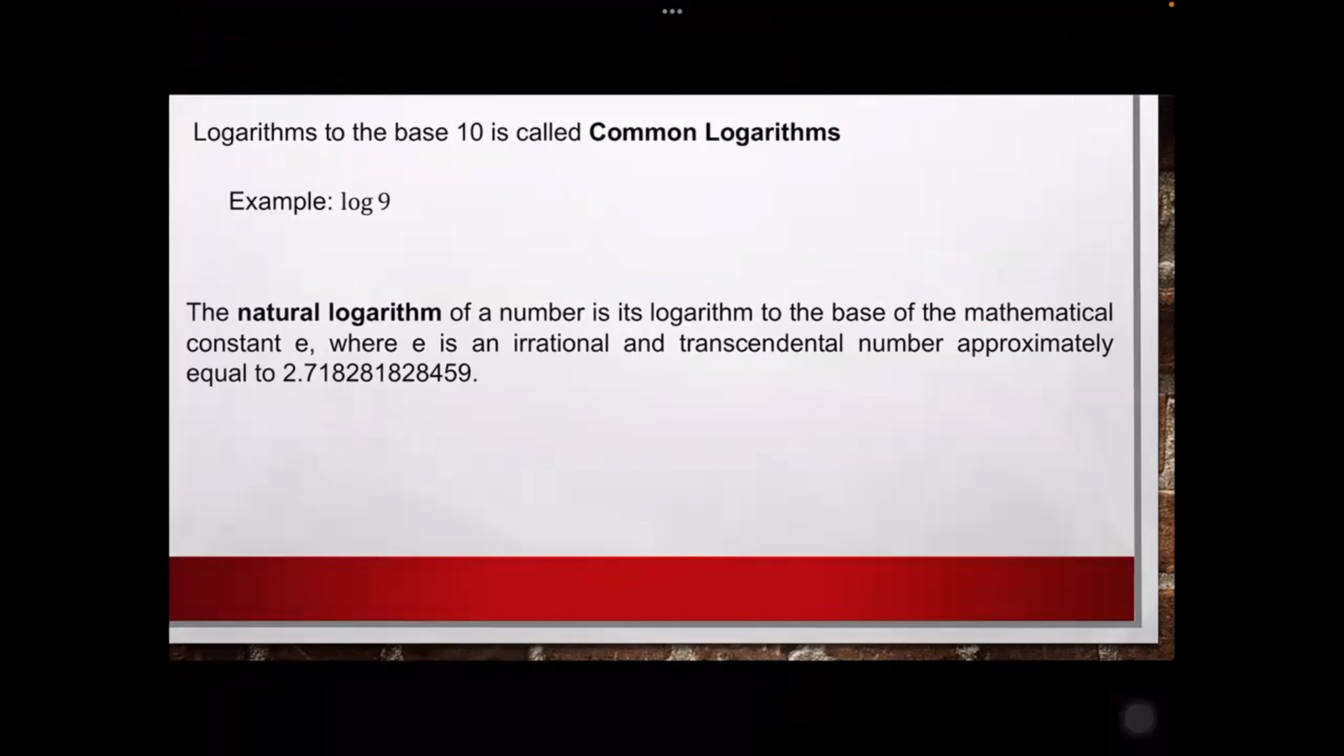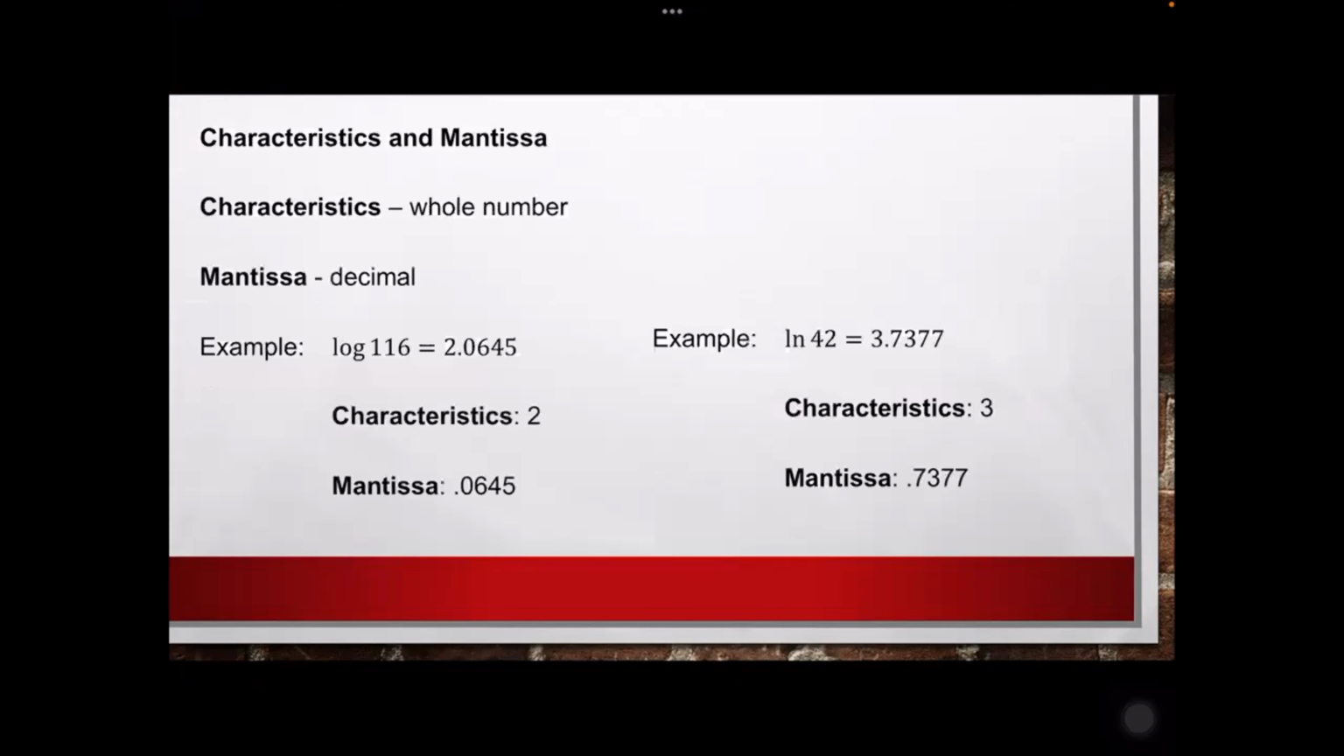The natural logarithm of a number is its logarithm to the base of a mathematical constant e, where e is an irrational or transcendental number approximately equal to 2.7182818284. If you press e on the calculator, this is what will show up, which is the approximate value. Now, we have what we call the characteristic and the mantissa. The characteristic is the whole number, while the mantissa is the decimal.